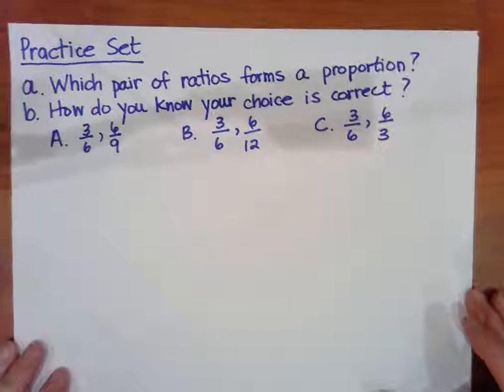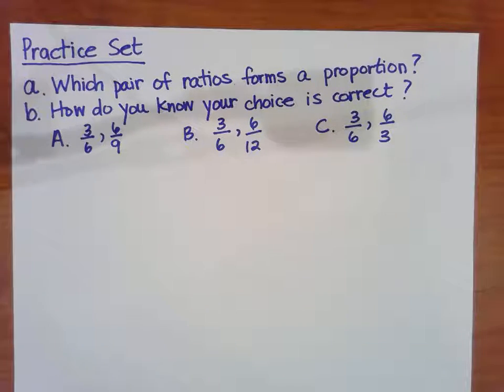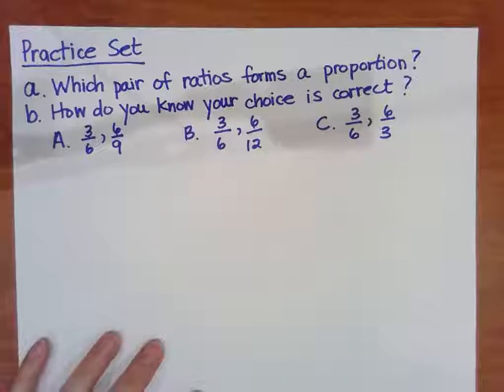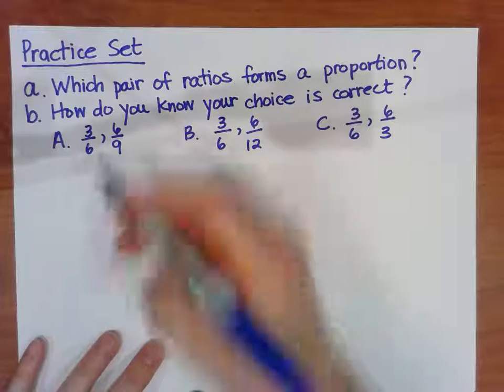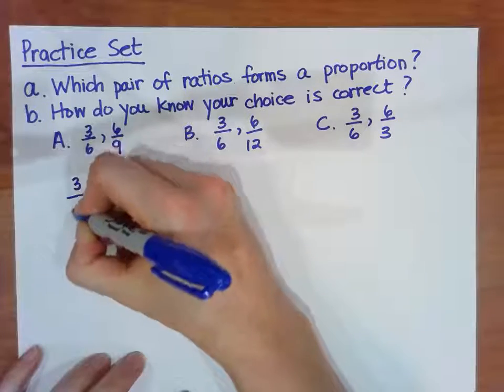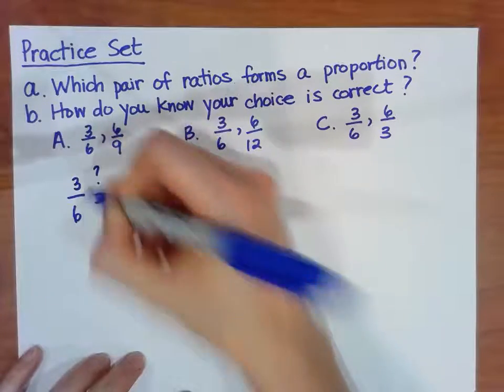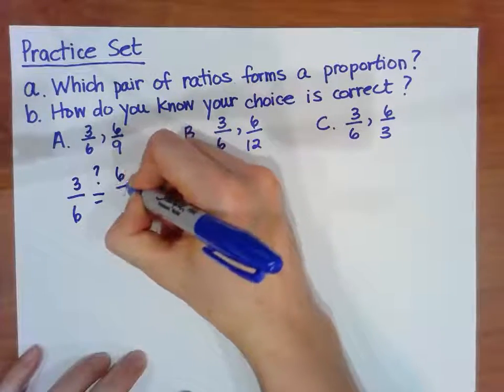Alright, so let's look at a few of the problems from the practice set. It says, which pair of ratios forms a proportion? And then part B, how do you know your choice is correct? We're just going to kind of address those two problems together. Alright, so first of all, let's look at A. Okay, do these form a proportion? What they're asking us is, is 3/6 equal to 6/9?